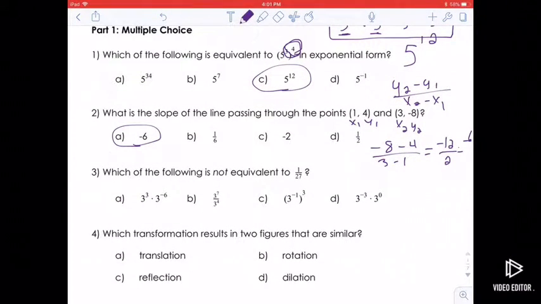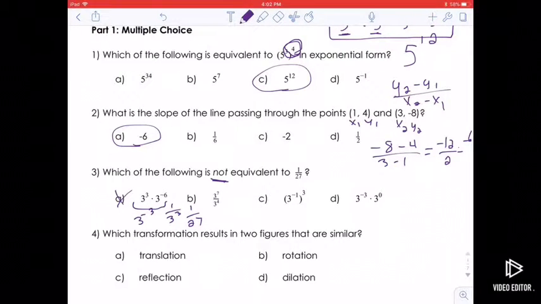Which of the following is not equivalent to 1 over 27? Letter A here, I'm going to add the exponents since they're like bases. 3 plus negative 6 is 3 to the negative third. I can't have negative exponents. The way I would change this into a positive exponent would be to make it a fraction. 1 over 3 to the third power. 1 over 3 to the third is 1 over 27, so that one we cross out.